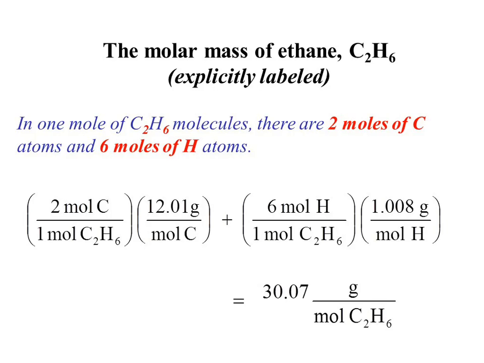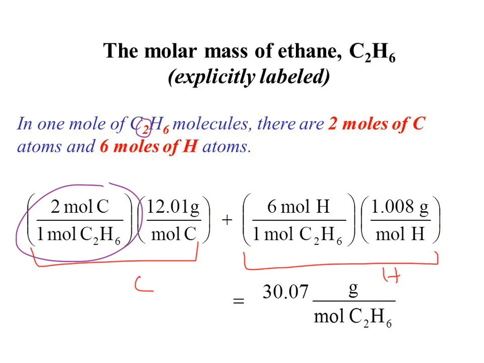Basically, this is the carbon term. This is the hydrogen term. For carbon, we have a subscript of 2. So that means in 1 mole of C2H6, we have 2 moles of carbon. We know from the periodic table that the molar mass for carbon is 12.01 grams per 1 mole. So that's how that comes about.